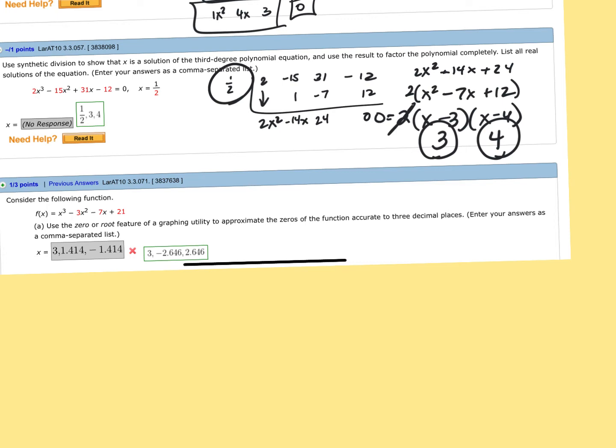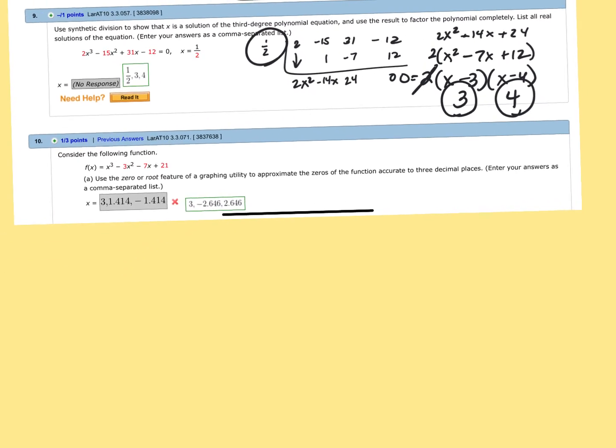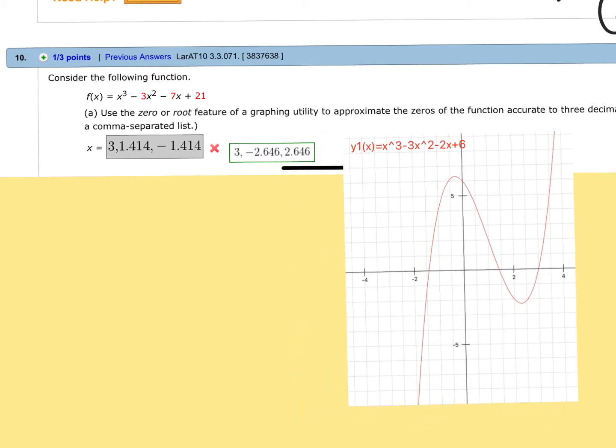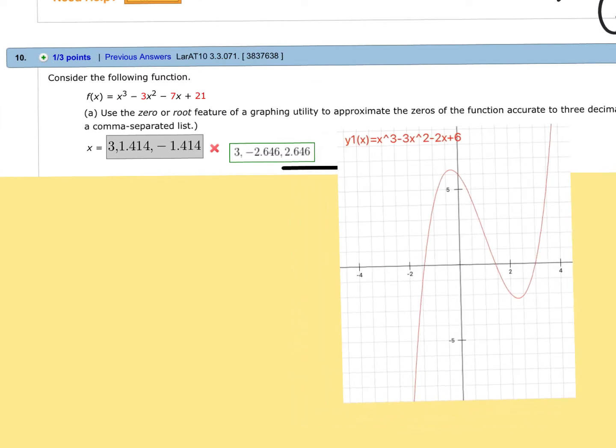Then 10, use the zero or the root. So we had to do this on the graphing utility. So I'm going to graph this on the app so it's easier. All right, so when you graph it, there's one recognizable whole number passing through the x-axis, which is here at 3. So I know 3 is at least the whole number root that I've got. The other ones, there's 2 other roots, but I can't tell what they are from the graph because they're not whole numbers. So the 3 goes on the outside and then goes 1, -3, -7, 21.